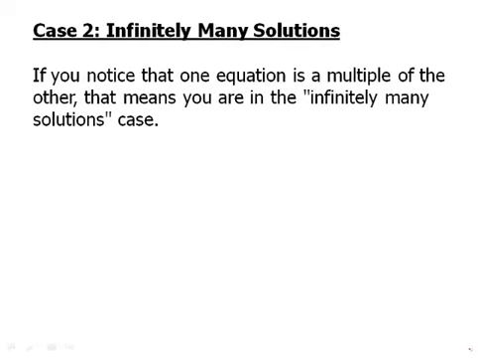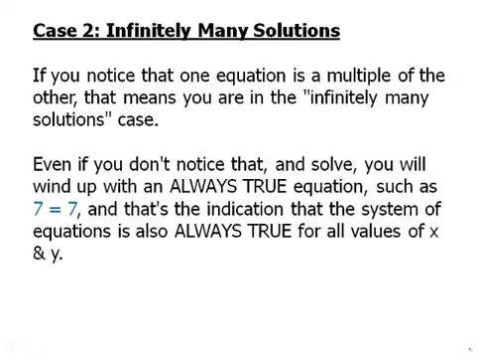If you notice that one equation is a multiple of the other, that means you're in the infinitely many case. Sometimes you can just spot that. Even if you don't notice that and solve, you'll wind up with an always true equation. You'll wind up with something where all the variables drop out, and you just get something like 7 equals 7, something that's always true. When you get something that's always true, that's an indication that the system of equations is also always true for all values of x and y. So this is the infinitely many solutions case.